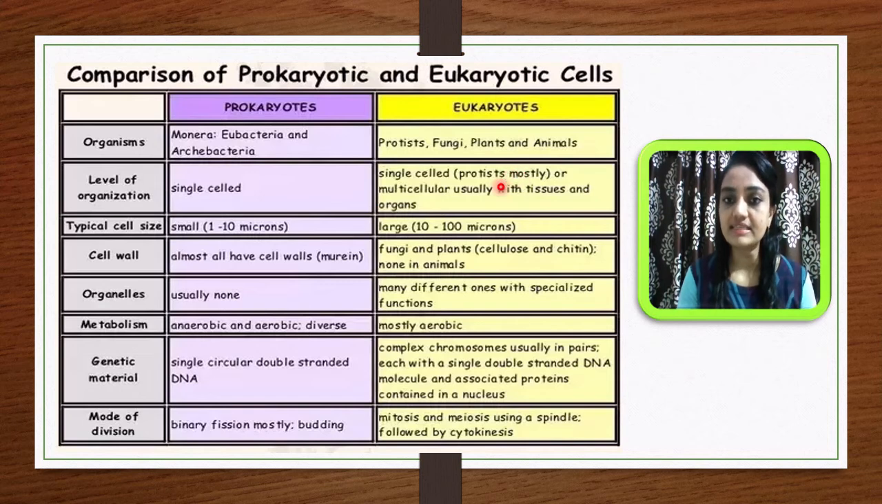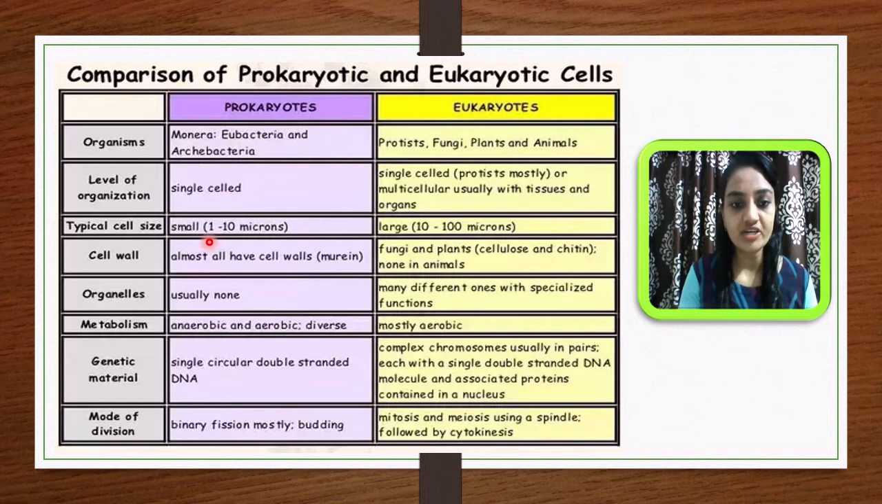In the eukaryotic case, you can see they also have single-celled organisms. Also they are multicellular organisms along with tissue structure and organ structure. So here you can observe that a higher level of organization will be found. Second, a typical cell size: in case of a prokaryotic cell, you will see a small cell size, up to 1 to 10 microns. Whereas in case of eukaryotes, you will see a large cell size, from 10 to 100 microns.